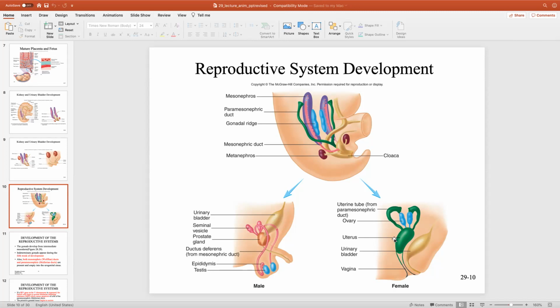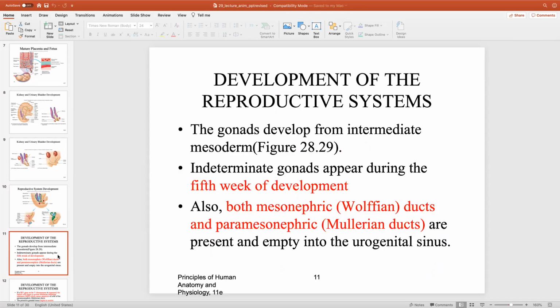So if you know the name of one, you should know the name of the other one. If you know one set of ducts turns into the Wolffian ducts and then the vas deferens, well, wolves are hairy, and because wolves are hairy, guys are usually pretty hairy too. So we're more likely to have the Wolffian ducts, right? Just a silly way to hopefully help you understand which one is which.